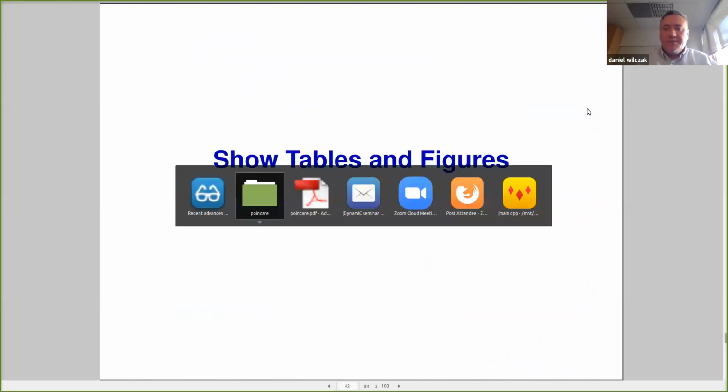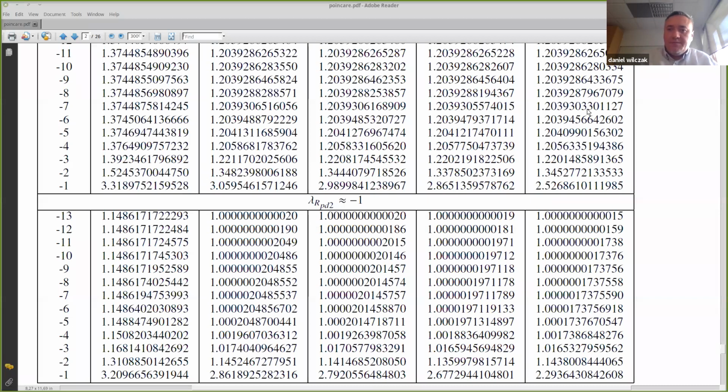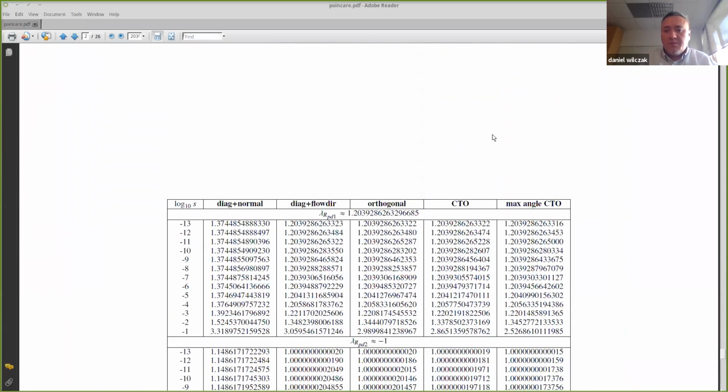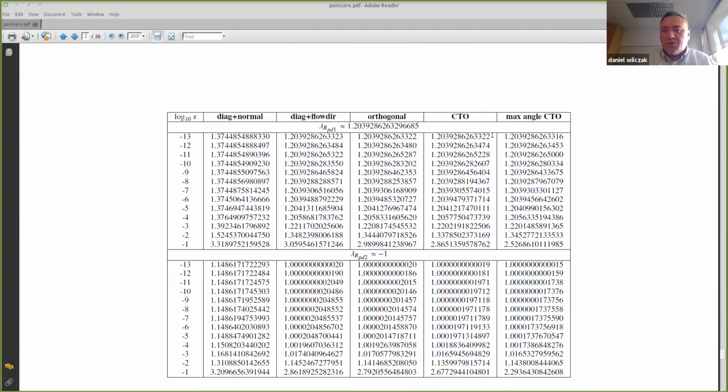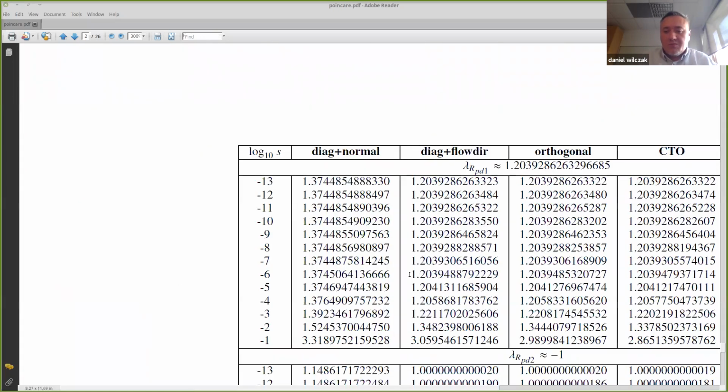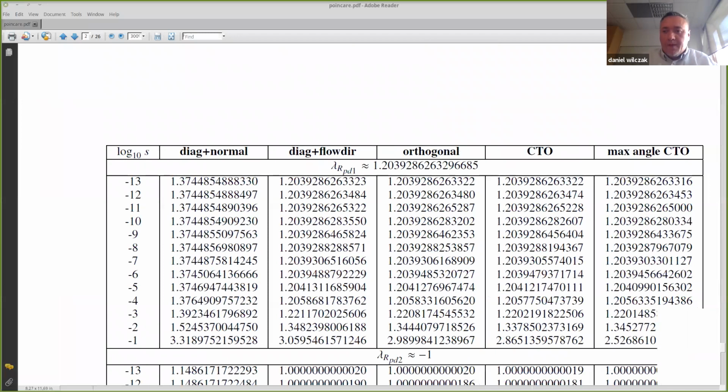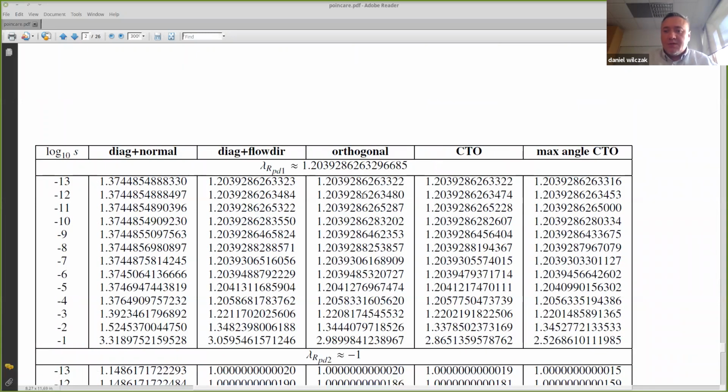Let me show the tables again. The same tables actually, but we will analyze two extra columns. This is the CTO section at the same point, and this is the max angle CTO section. By max angle CTO section, I understand the CTO section attached to the point on the trajectory in which the angle is the largest.